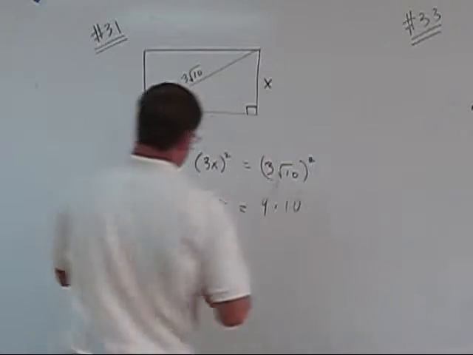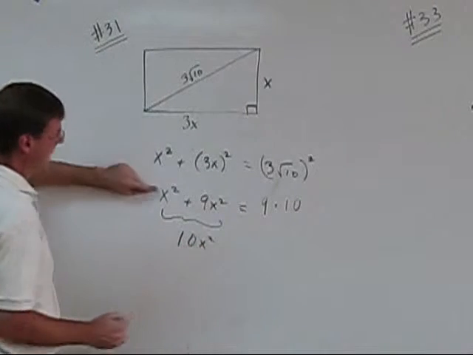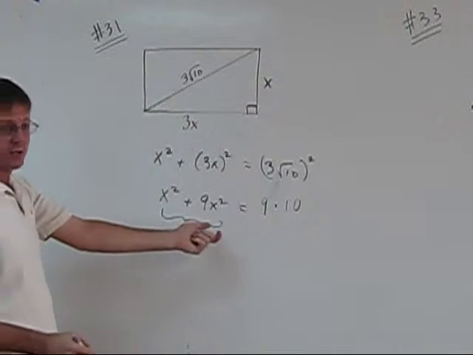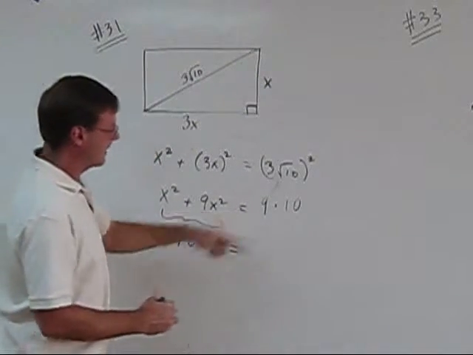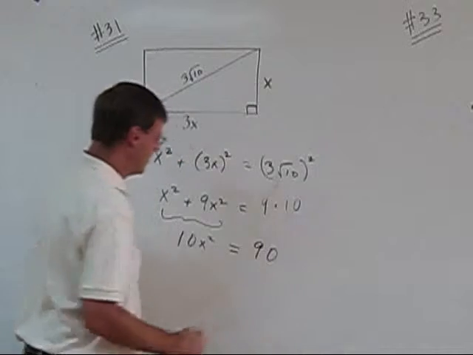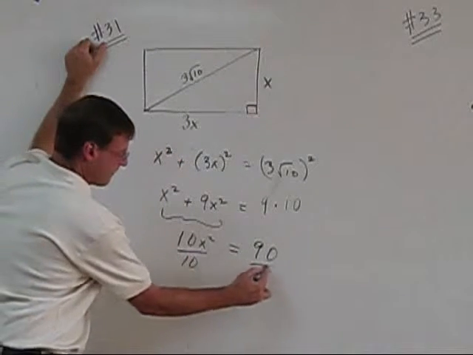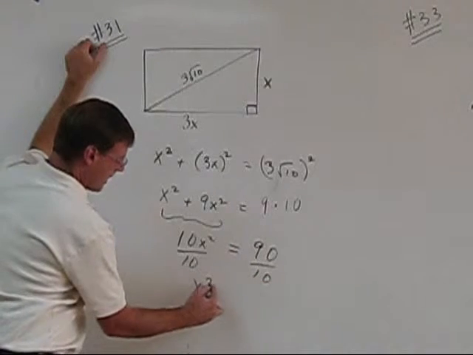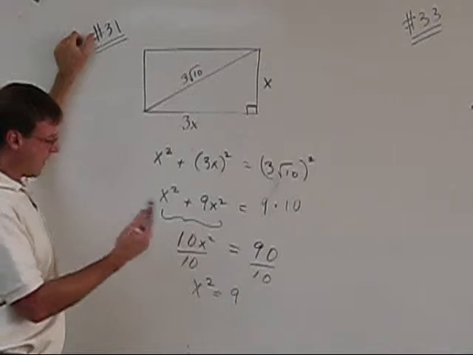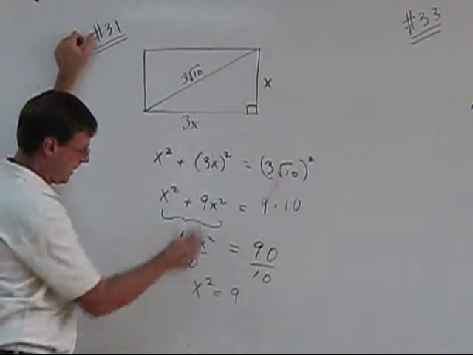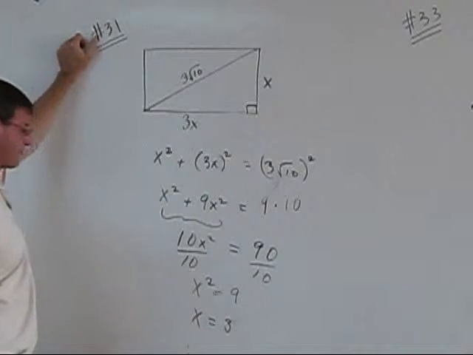Okay, so on this side here, I have 10x squared. I had x squared, and then I had 9 more x squared. To put them together, I have 10 total. And then on the right side, I have 90. Now we need to solve for x. Let's divide by 10. X squared equals 9. Now I take the square root, and we only want the positive square root because we're dealing with the length of a rectangle, so x equals 3.